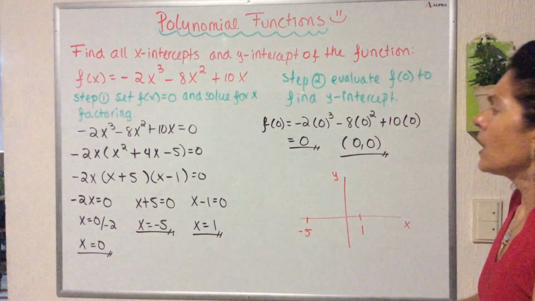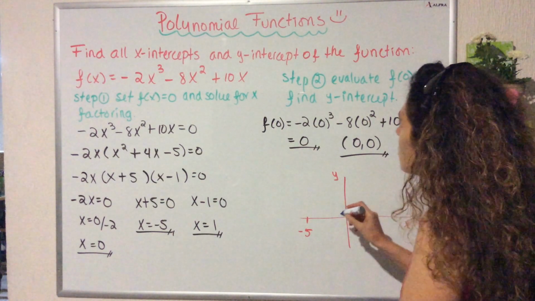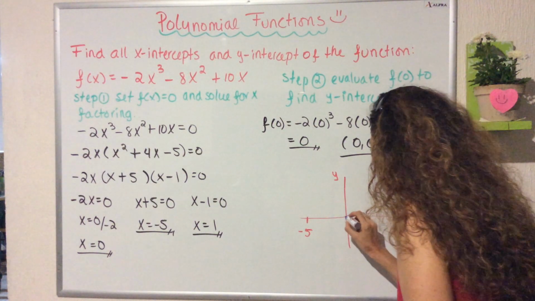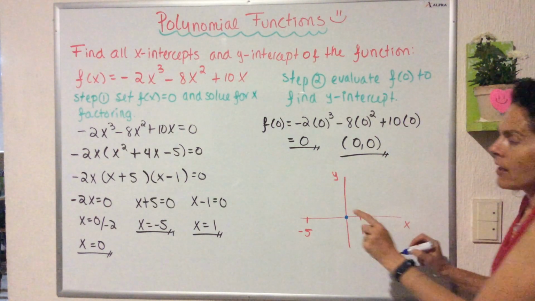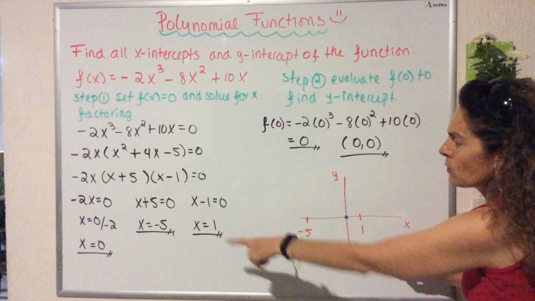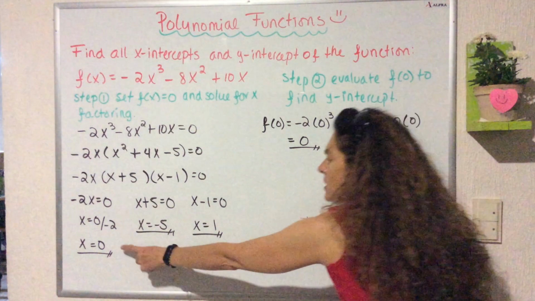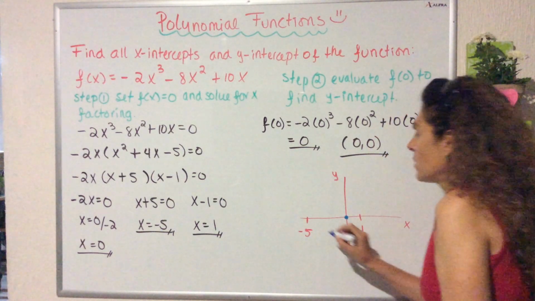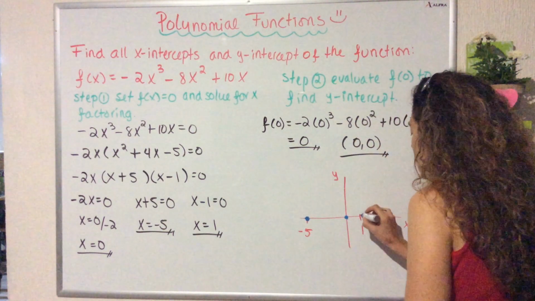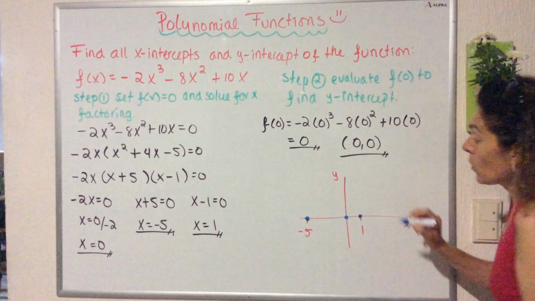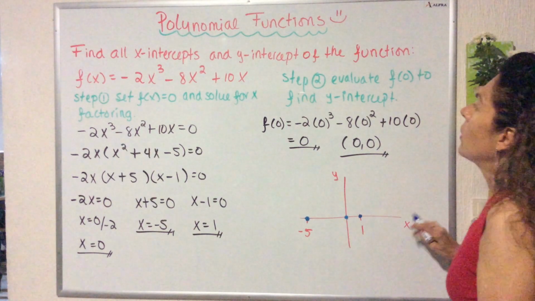Okay, so let's plot all these points, all these intercepts. So the y-intercept is in the origin, here, okay? And then the roots, x equals 0, so one of the roots is also here, which is this one. Then x equals minus 5, we are going to have another one here, and x equals 1, okay? So there we have the points that we need in order to plot the graph.